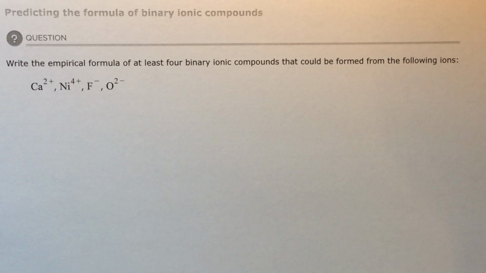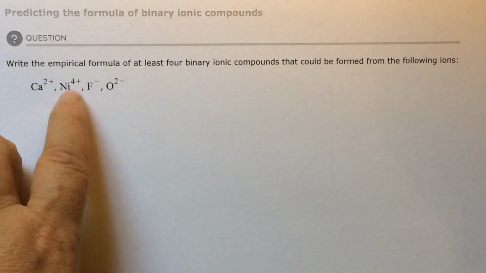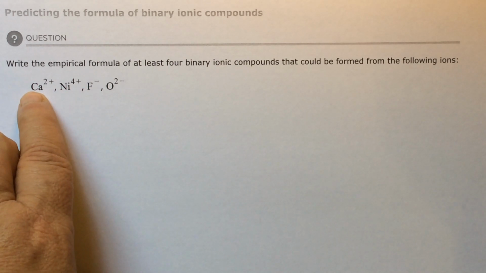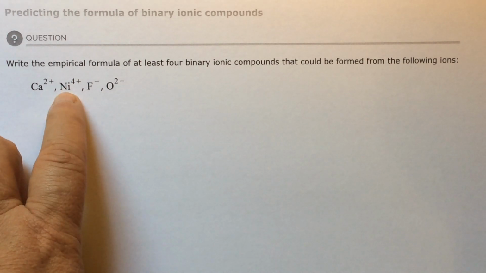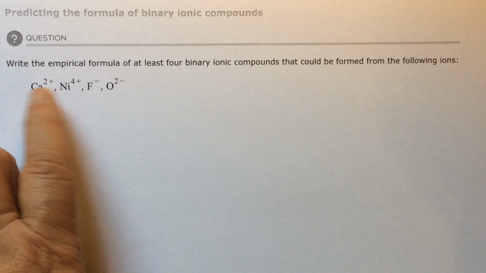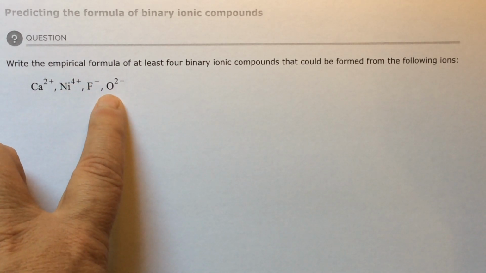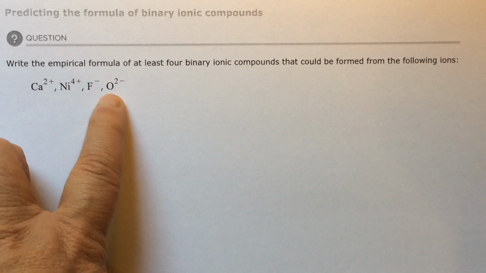An ionic compound is a metal with a nonmetal, something from the left of the periodic table combining with something from the right. So they've given you two cations. Remember, these are positively charged ions. So this is a metal. Calcium is in group 2. Nickel is one of the transition metals in the middle. It's also a metal. They give it to you as +4. And then they gave you two nonmetals: fluorine, which is in group 7, and oxygen, which is in group 6.